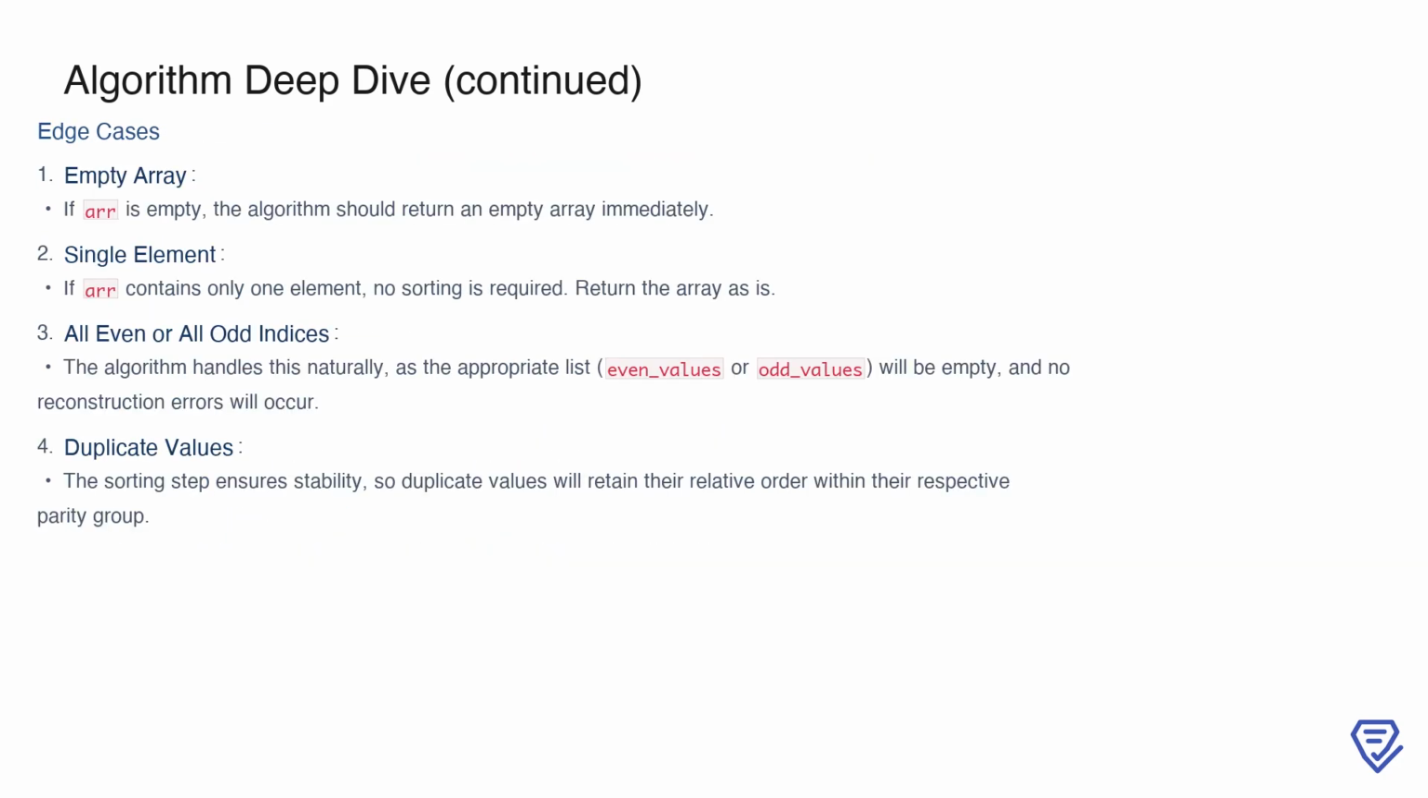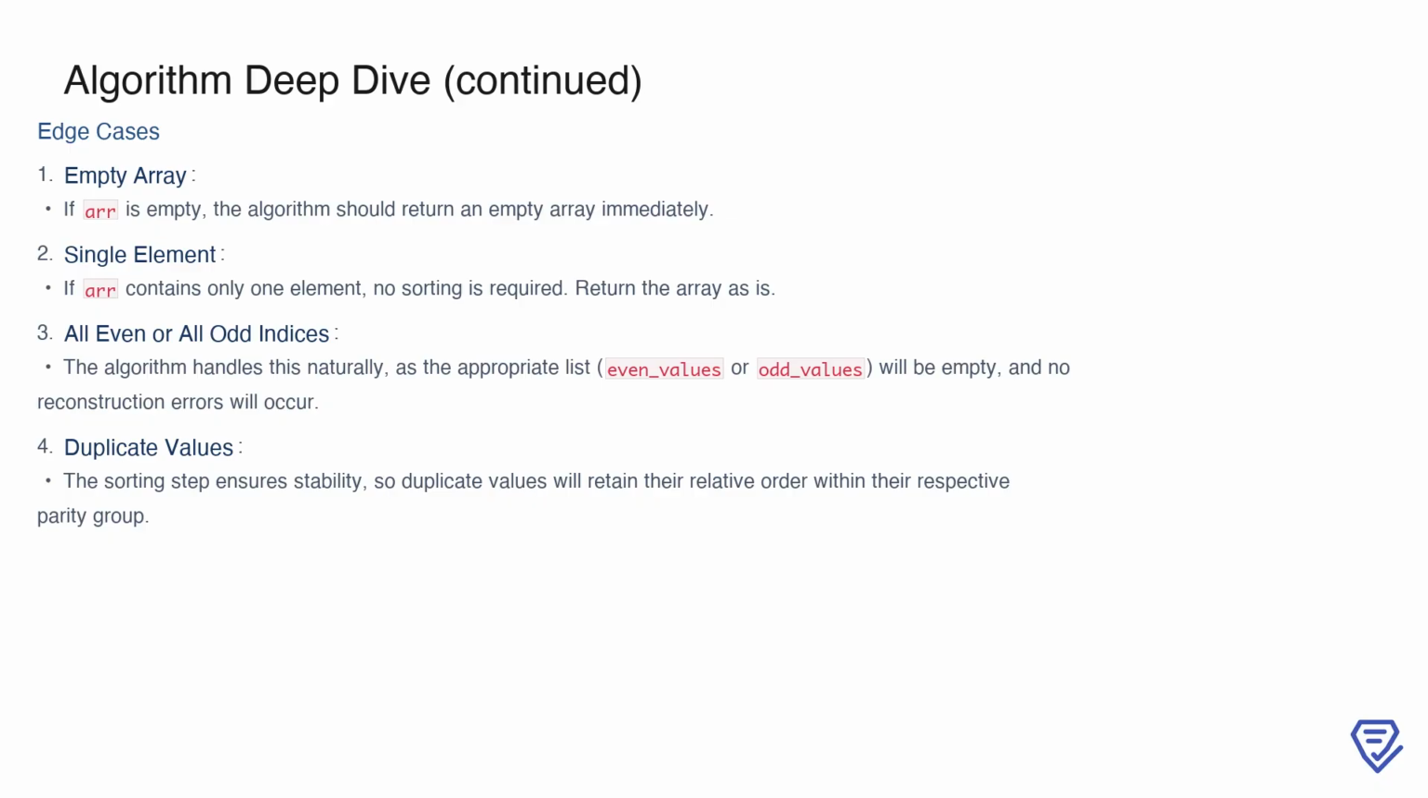The algorithm also handles a variety of edge cases gracefully. For an empty array, the algorithm simply returns an empty array, as there are no values to process. If the array contains a single element, no sorting is needed, and the array is returned as is. In cases where all indices are either even or odd, the algorithm works naturally, as one of the lists will be empty, and reconstruction proceeds without errors. Finally, when the array contains duplicate values, the sorting step preserves the stability of the original order within each parity group, ensuring that the result is both correct and consistent.